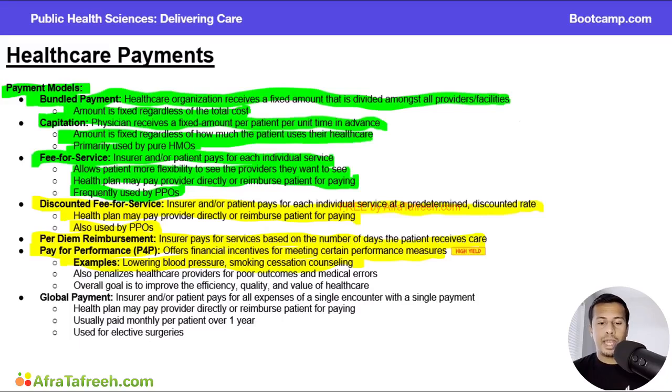The caveat with that is that you would also get penalized for poor outcomes and for medical errors. So if you do good things, if you do preventative medicine, you are going to get incentives. If you do bad things, if you are harming your patient, if you are committing medical errors, you are going to get penalized for that. The overall goal of pay for performance is to improve efficiency, quality, and value of healthcare. We want to be taking care of our patients. We want to be providing a high quality of care. So something like pay for performance will promote that.